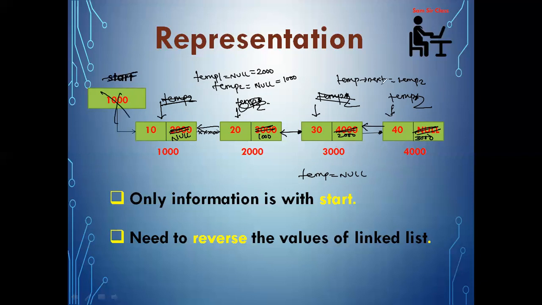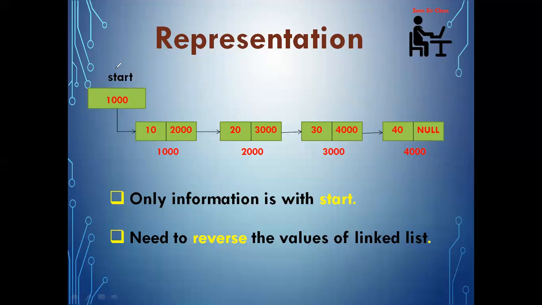Okay. So what I'll do, I'll make start equal to temp2 so that the 4000 address will be kept in start. Now I'll just traverse in the reverse order: 40, 30, 20, 10. So a very simple procedure is here. We only need to take the help of three more variables, or three more pointers. With the help of that, I can do the reverse procedure.